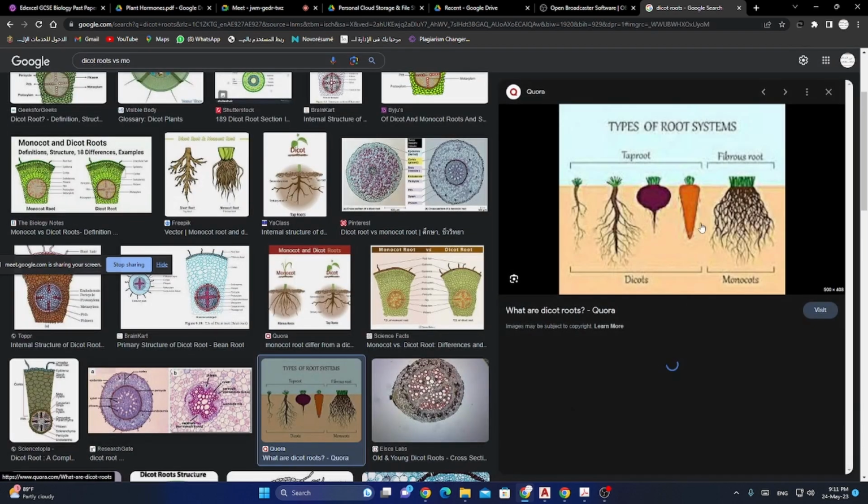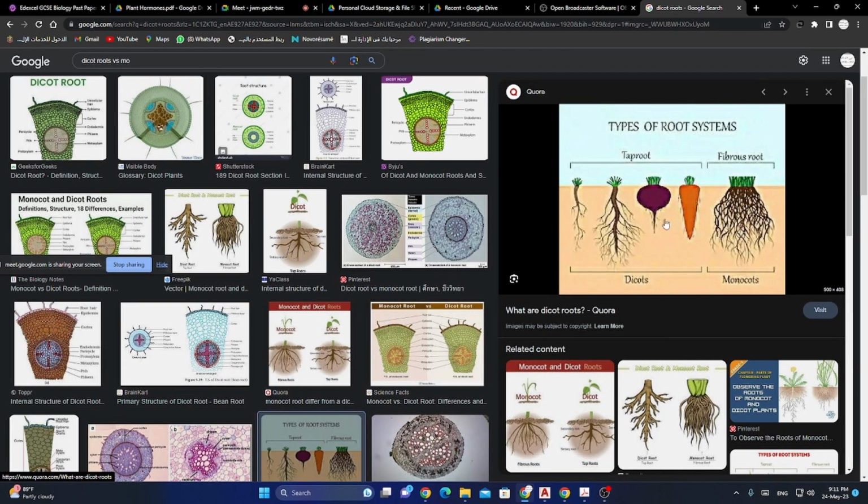Okay, here. So dicot roots, they're tap roots. Basically, you can think of it as there is one main root going downwards with some smaller branches coming out of it. But for monocots, they have very branched roots. They don't really have one main root that's going downwards, where most of the other roots branch from. Okay, does that make sense?